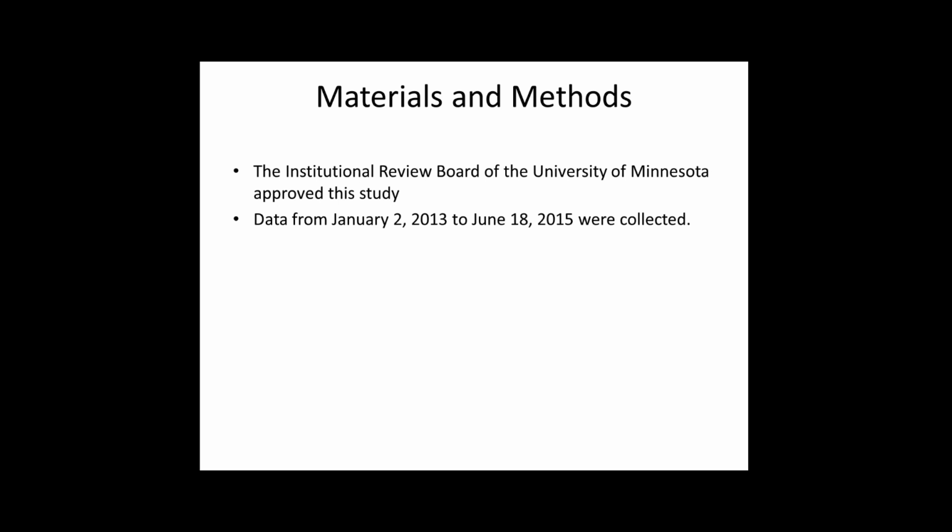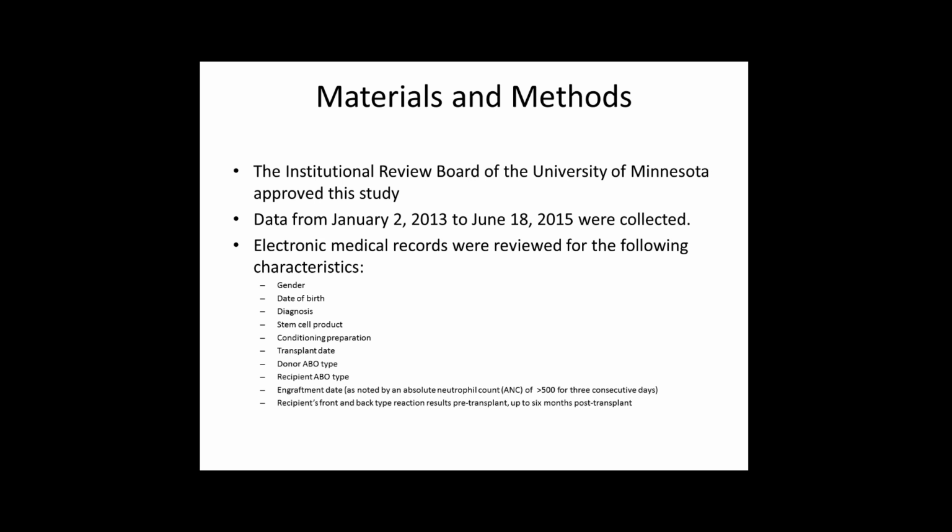This was approved by the IRB. We pulled data from January 2nd, 2013 to June 18th, 2015. The EMR was reviewed for the following characteristics: gender, date of birth, diagnosis, stem cell product, conditioning preparation method, transplant date, donor and recipient ABO type, the engraftment date, which was noted in our study as ANC of greater than 500 for 3 consecutive days. Also, the recipient's front and back type reactions up to 6 months post-transplant. We used both adult and pediatric patients.